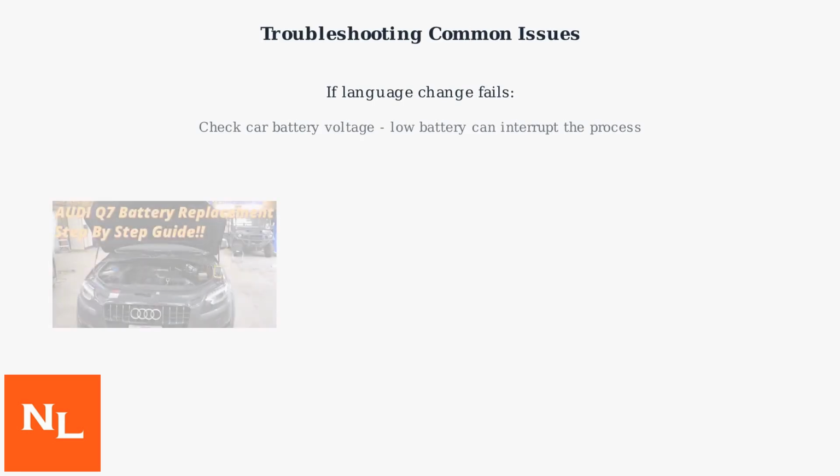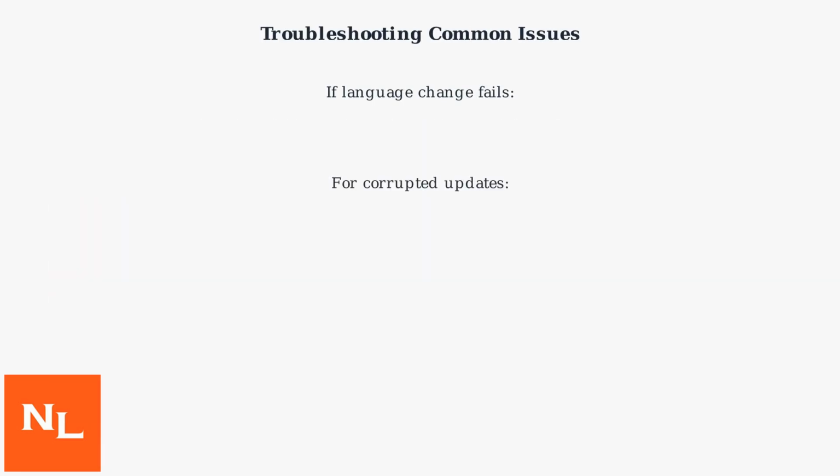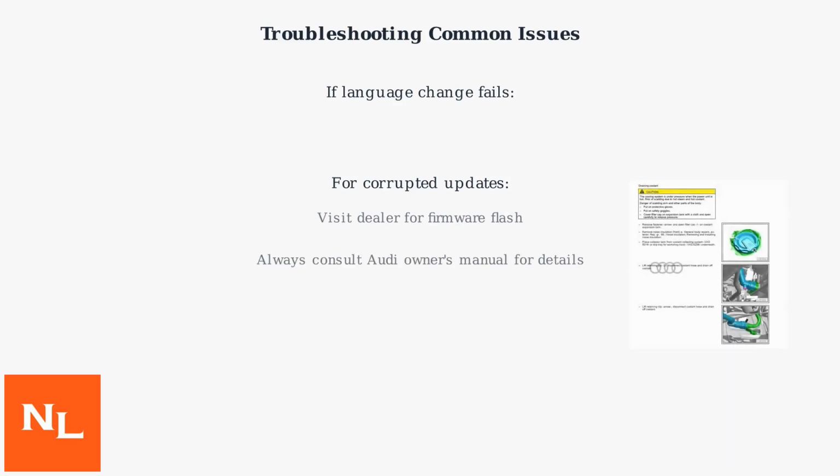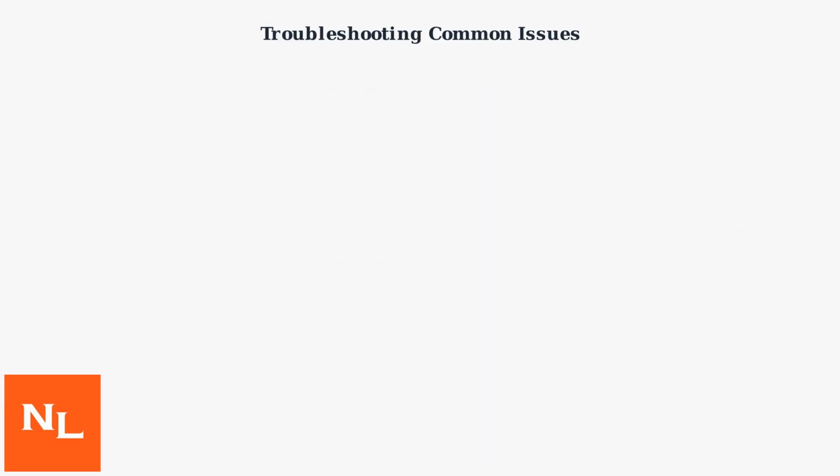This feature, introduced in 2021, uses MMI 3G Plus firmware for remote installations and requires the vehicle to be stationary during the process. If the language change fails, ensure your car battery has sufficient voltage. Low battery can sometimes interrupt the process. In rare cases of corrupted updates, a dealer firmware flash may be necessary.